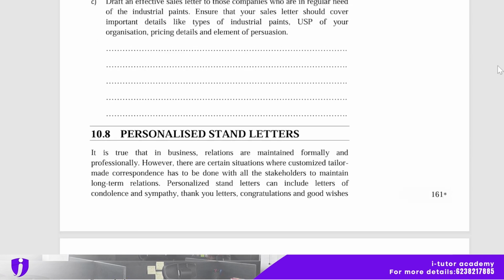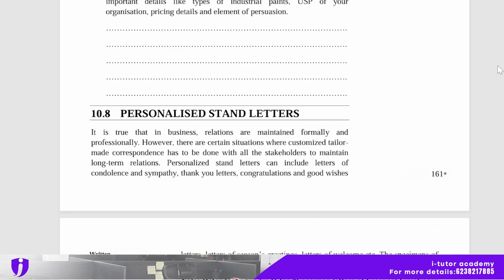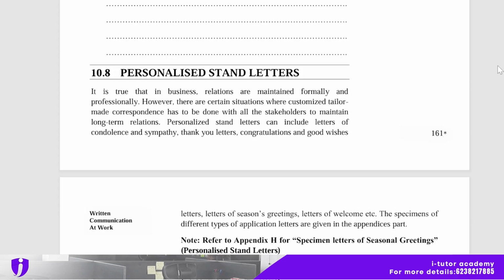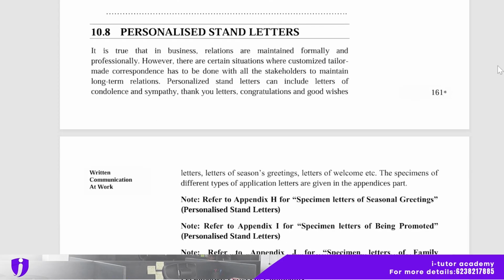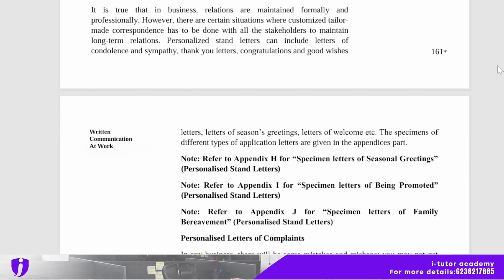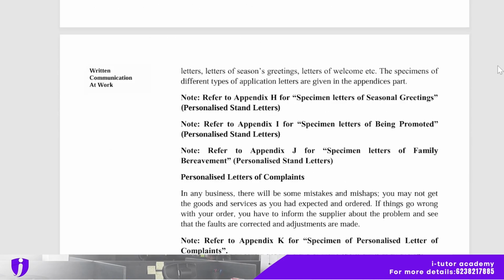Next is personalized letters. Okay, it is true that business relations are maintained formally and professionally. However, there are certain situations where customized, tailor-made correspondence has to be done with all the stakeholders to maintain long-term relationships. And personalized letters can include letters of condolence, sympathy, thank you letters, congratulations, good wishes letters, like that. So the specimens you will also get from appendix H, appendix I, and appendix J, so you just refer.